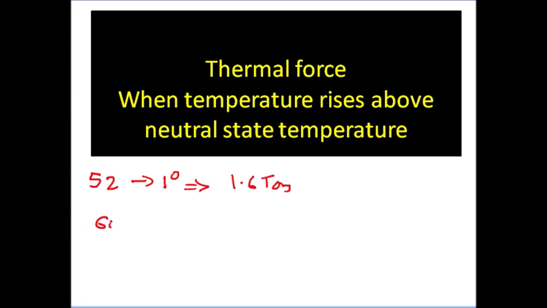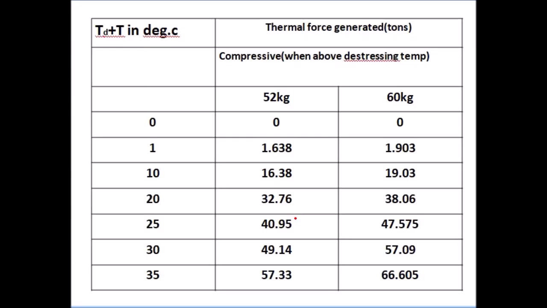For 60 kg, same, for 1 degree rise of temperature, you are getting what? 1.9 tons. Right. So like that we will calculate for 10 degree, 20 degree, 30 degree, what is the thermal force generated. So see here. So at TD you have stress 0 in 52 kg and 60 kg rail. Okay. And now TD plus 1 degree above TD, you are getting what? 1.638, 1.903. You have calculated, you have seen previously.